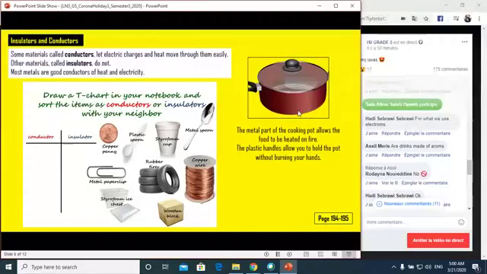Can we try to solve this together? Let's imagine, don't do it, because this is so dangerous. Let's imagine that we are using these to conduct electricity. Will it conduct electricity to you? Let's talk about the copper penny.